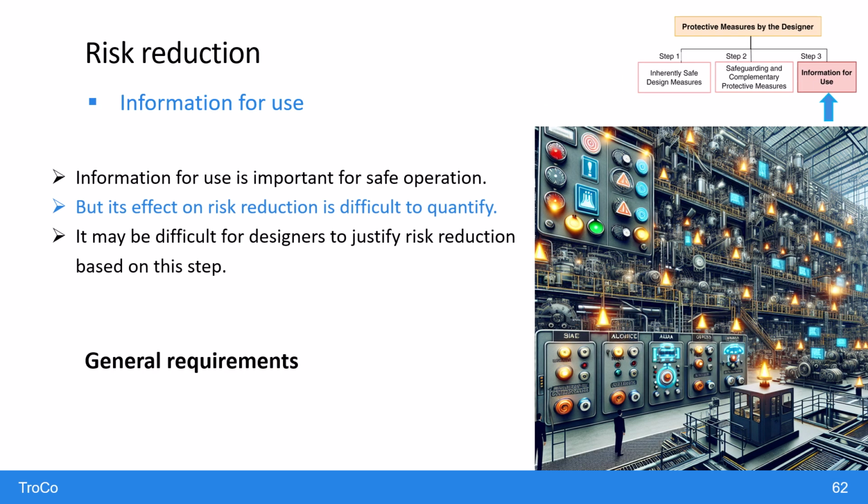Information for use is essential for safe operation, though its impact on risk reduction is often harder to quantify. Designers may find it difficult to justify risk reduction based solely on Step 3. General requirements include drafting clear machine information using text, symbols, and diagrams. This should cover intended use, operating modes, safety guidelines, such as training, protective equipment, and additional guards, acknowledgement of residual risks, expected uses, and warnings against foreseeable misuse.